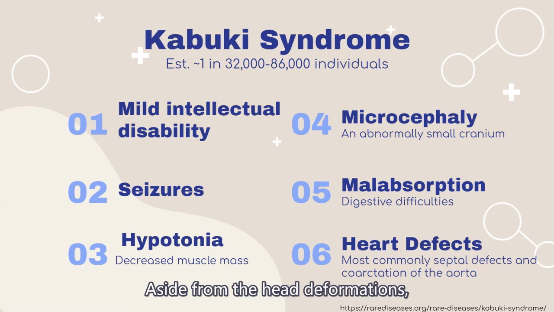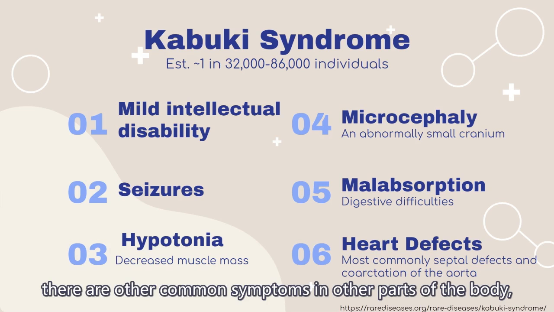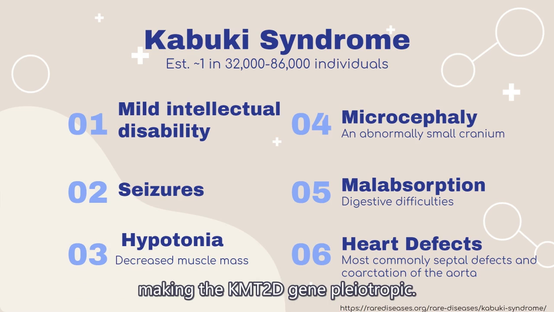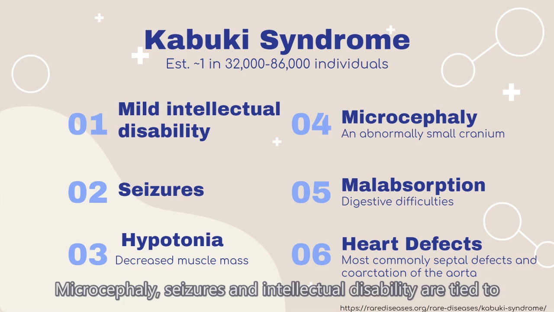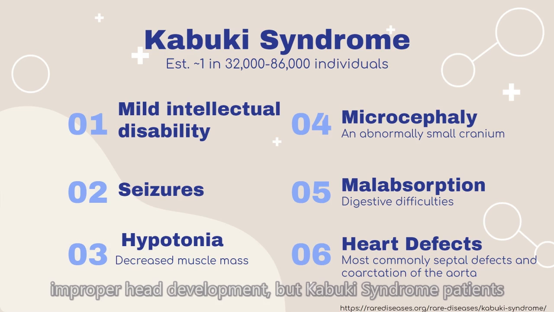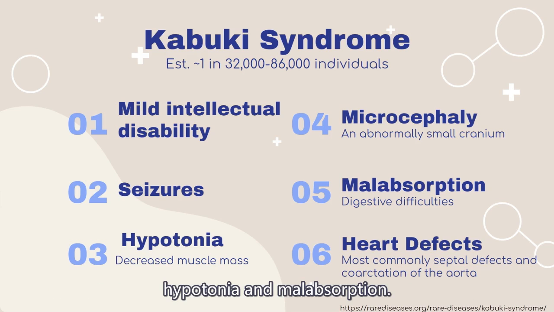Aside from the head deformations, there are other common symptoms in other parts of the body, making the KMT2D gene pleiotropic. Microcephaly, seizures, and intellectual disability are tied to improper head development, but Kabuki syndrome patients are also known to have heart defects, hypotonia, and malabsorption.